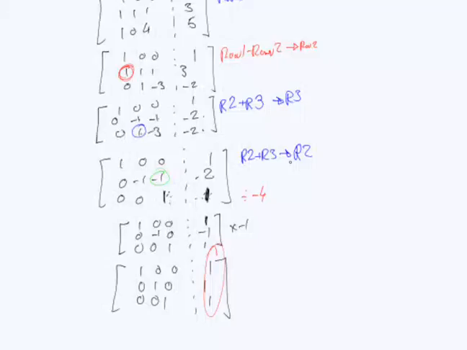And lastly, you can multiply the second one by minus 1. 1, 0, 0, 1. 0, 1, 0, 1. 0, 0, 1, 1. So what's x, y, z? 1, 1, 1 is the answer then.